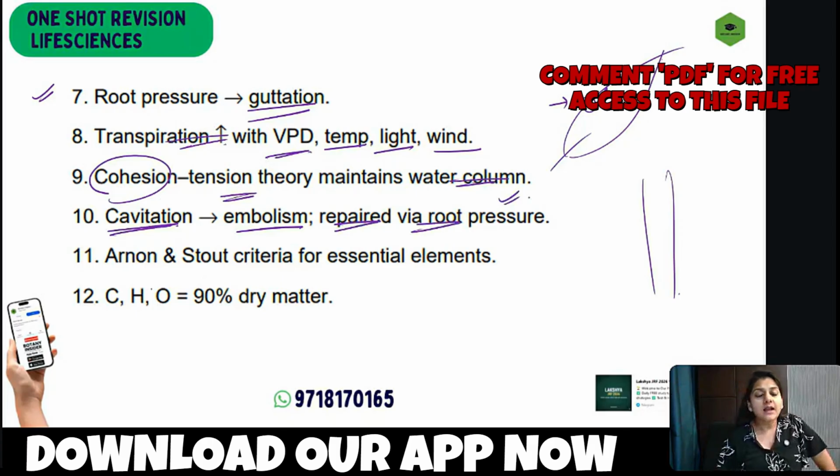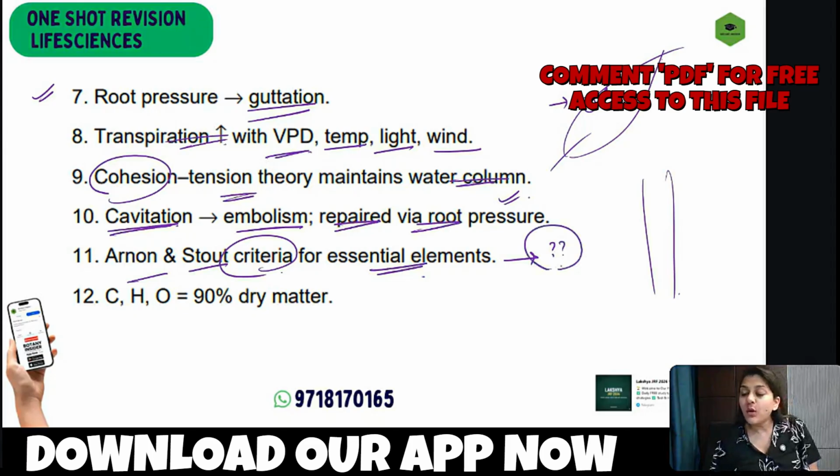Then Arnon and Stout gave the criteria for any element to be considered as essential, right? Write down what are the various criteria because of which we consider any element to be essential in nature. Try defining it.